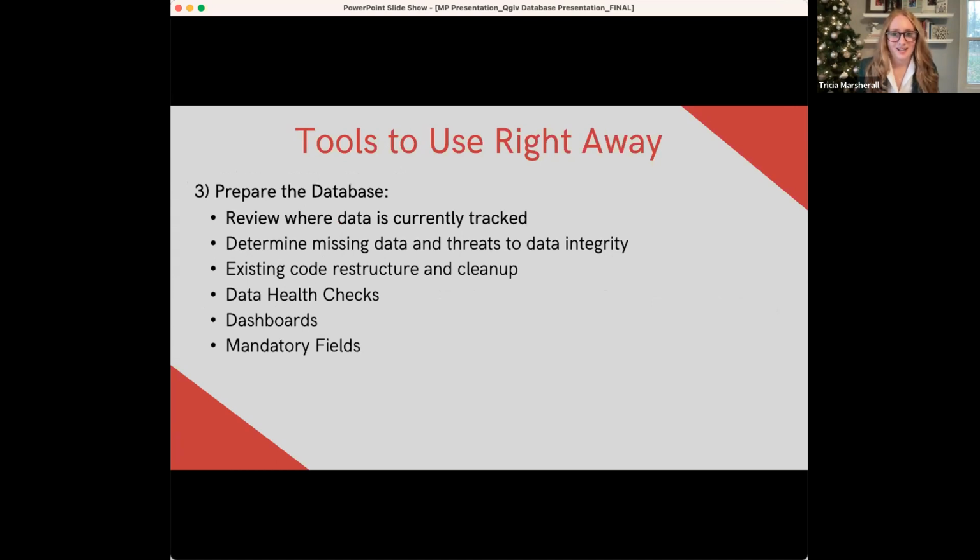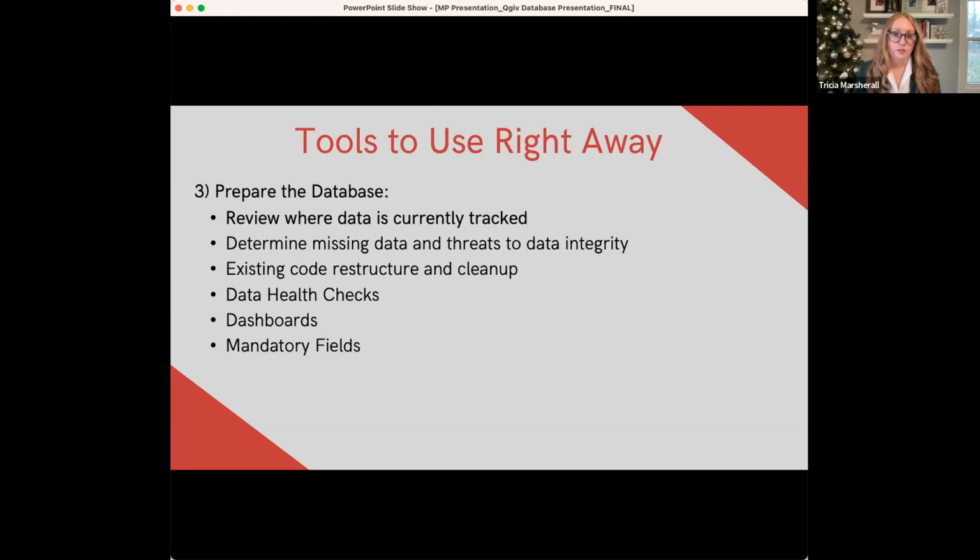Looking at your database, from the database administrator standpoint, where is all of that information currently tracked? How do you gather it, make sense of it, and identify where it should be mapped to and live within the database? Determine any missing data and threats to your data integrity. Are your gift officers entering everything? Can you create some standardization in required fields so that they're unable to save an action without filling in all of those fields? Can you create any forms or cheat sheets for them to follow when they're updating that information? What needs to be restructured or recoded in your database, and how are you able to develop a plan for that cleanup?